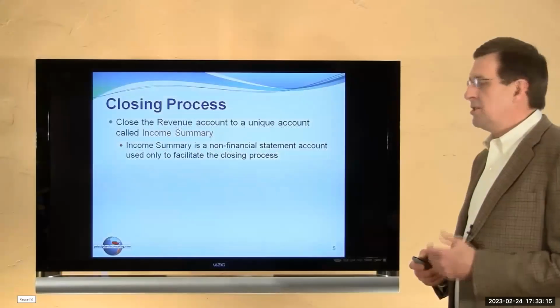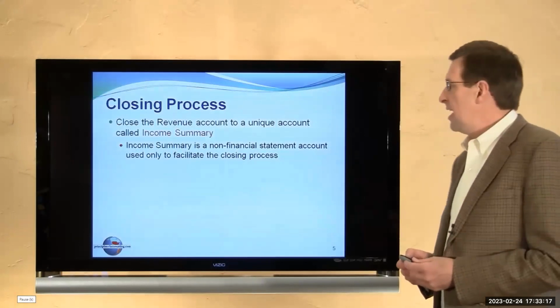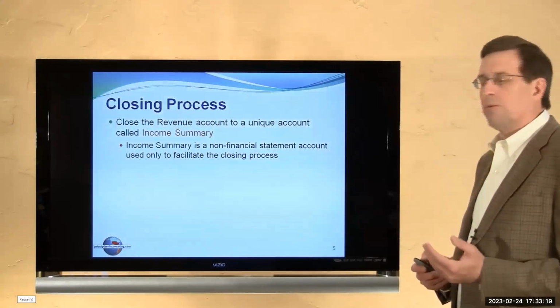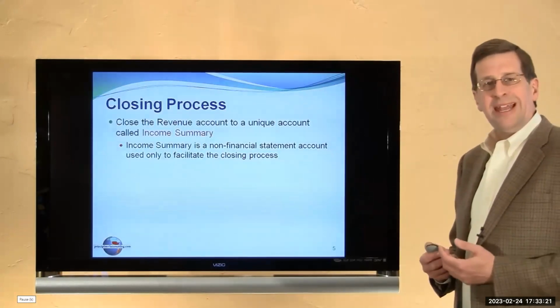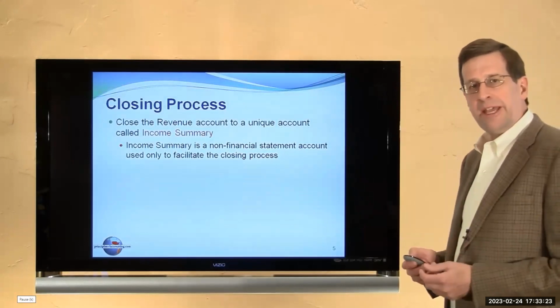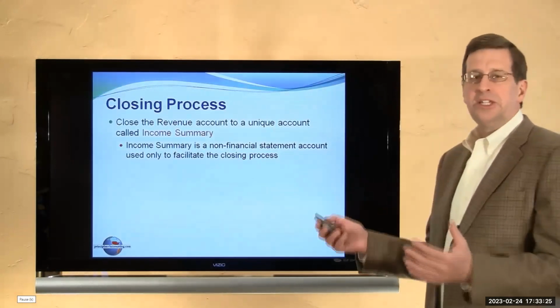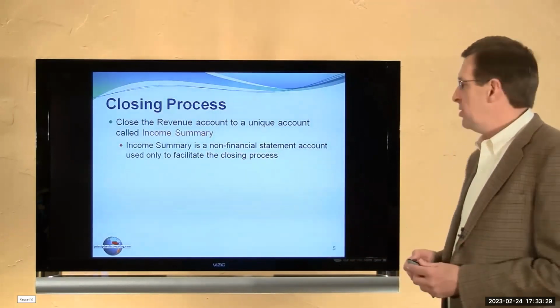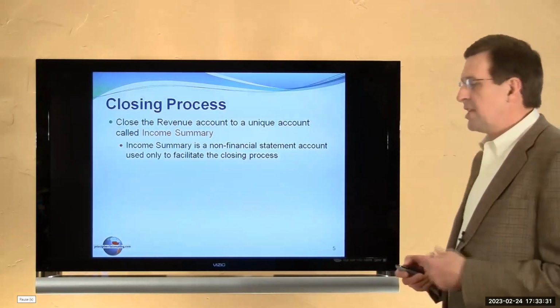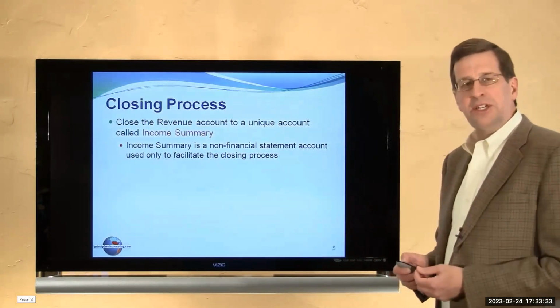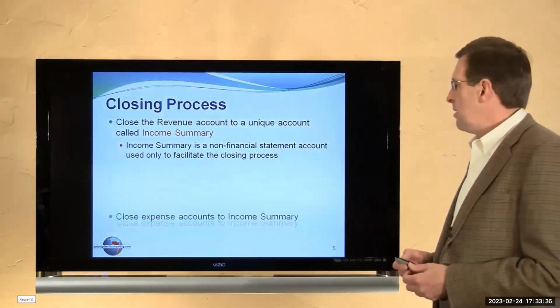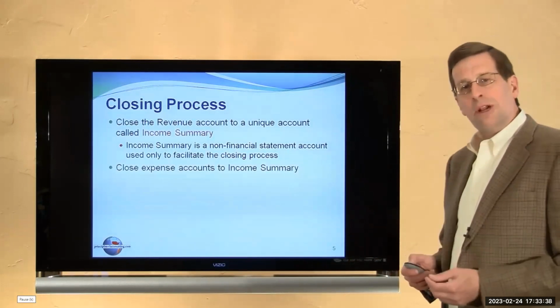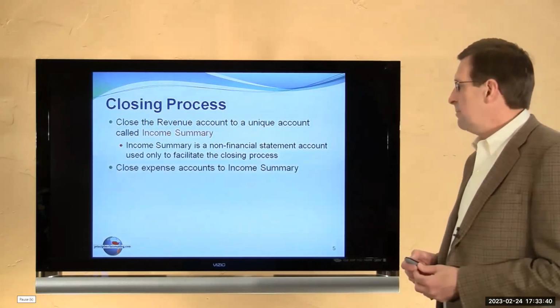So let's look at the closing process. You could think of this in steps. We could first think of closing the revenue account. We might, in the closing process, introduce another account called income summary. Essentially, that's a corral where we're going to gather up all of the information about all revenues and expenses. It's not a financial statement account at all. It's just an account that is used temporarily in the closing process. Similarly, we would close the expense accounts to income summary.